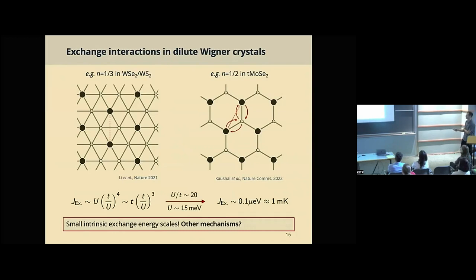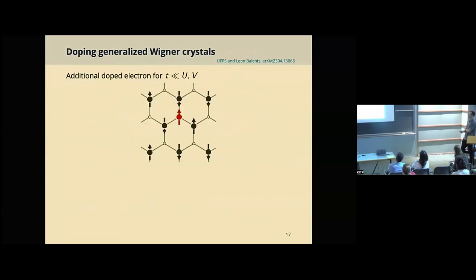If you plug in these values, for instance for tungsten diselenide and tungsten disulfide, you get exchange interactions which are extremely small, really tiny energy scales. So this is not something that you would ever see in an experiment, probably. This led us to ask, are there any other mechanisms which might help stabilize some kind of magnetic order apart from these exchange interactions in these systems? So this led us to consider doping these systems with an additional electron.